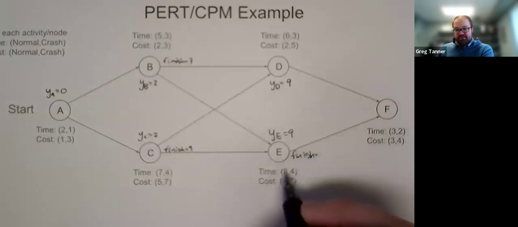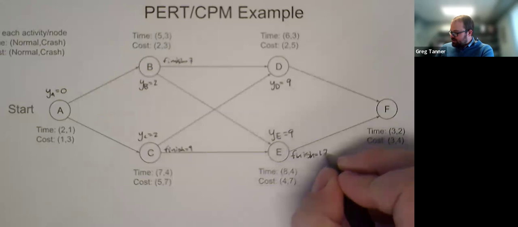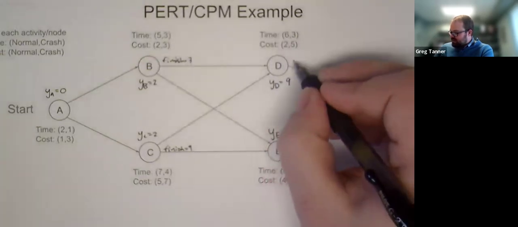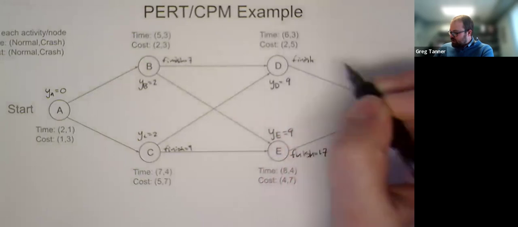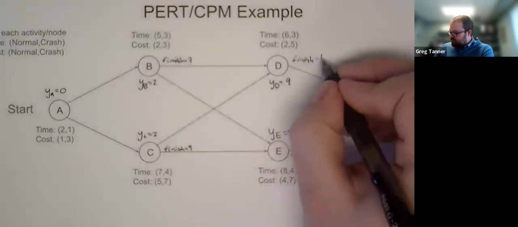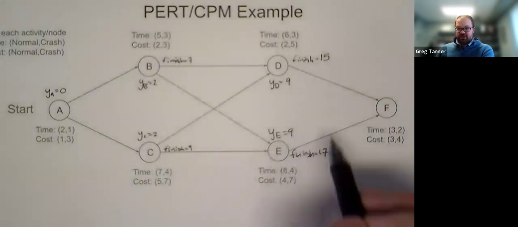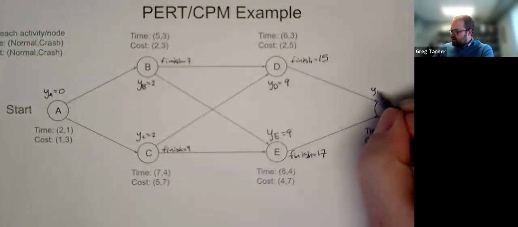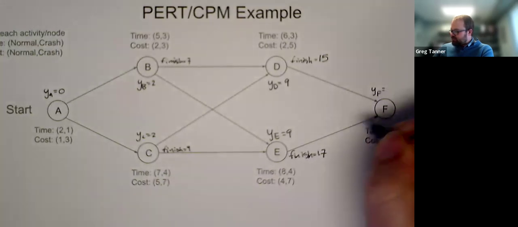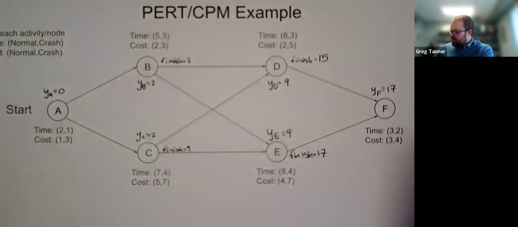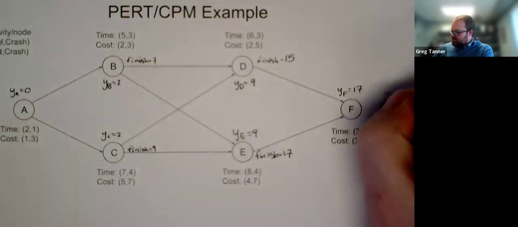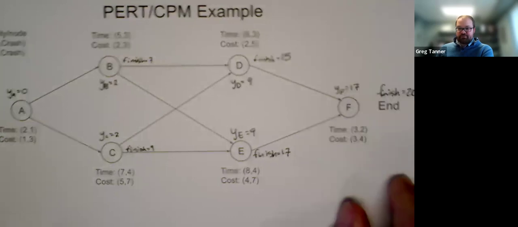E will take 8 units of time plus the 9, and so that will be done at 17. D takes 6 units of time plus the 9, and so it will finish at time 15. And so if this finishes at 15 and 17 and they're both prerequisites for F, then we can start activity F at time 17. And then it will take 3 units of time. And so we'll say then finish equals 20.